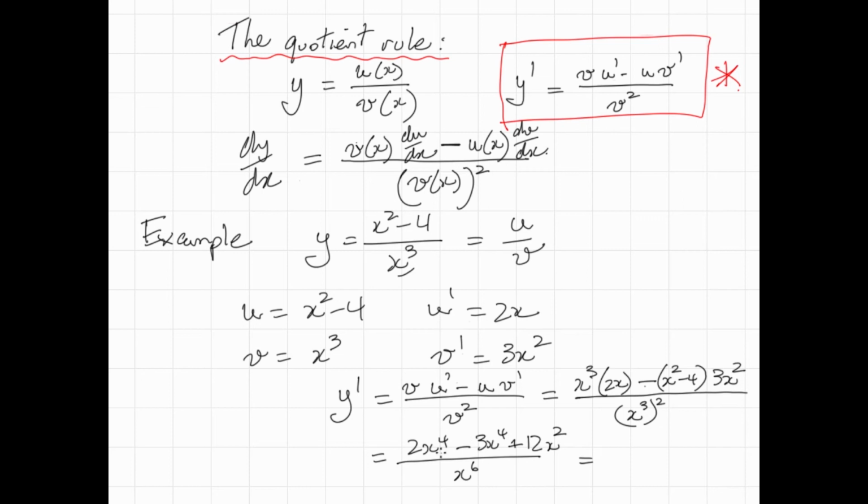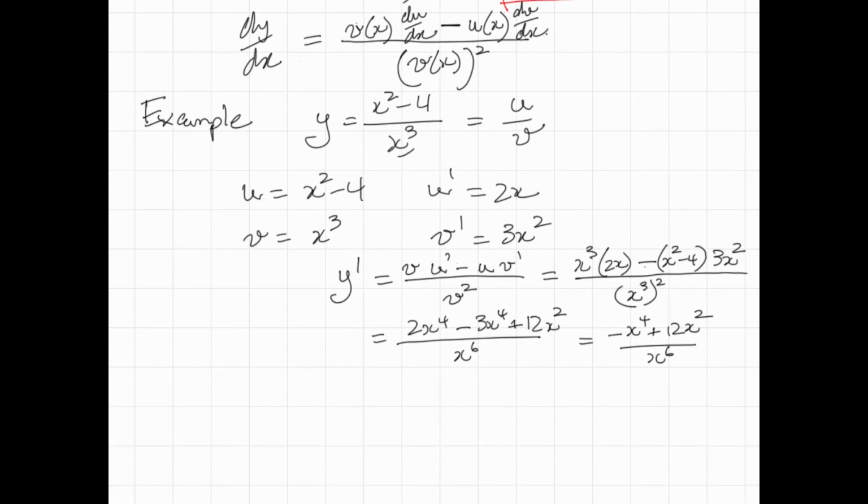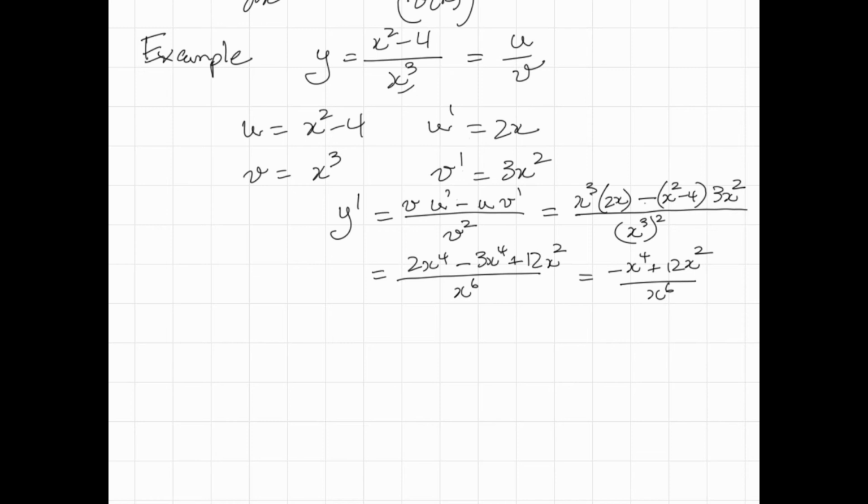Collect like terms. Here are our like terms. We've got x to the 4th. You can only combine them when they've got the same powers, so fourths and fourths, we can combine that as well with those. So we've got plus 2 minus 3 of them, which will give a net result of minus 1. So minus x to the 4 plus 12x squared all over x to the power of 6. So there's an answer. And that's where you would stop.